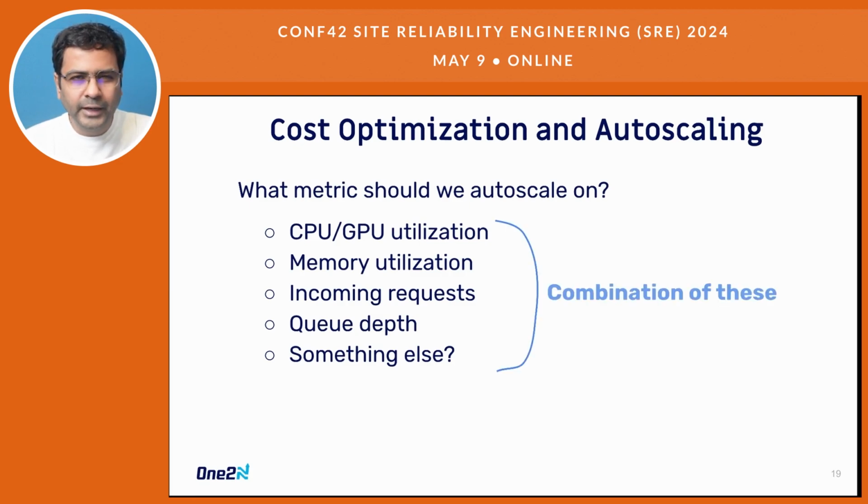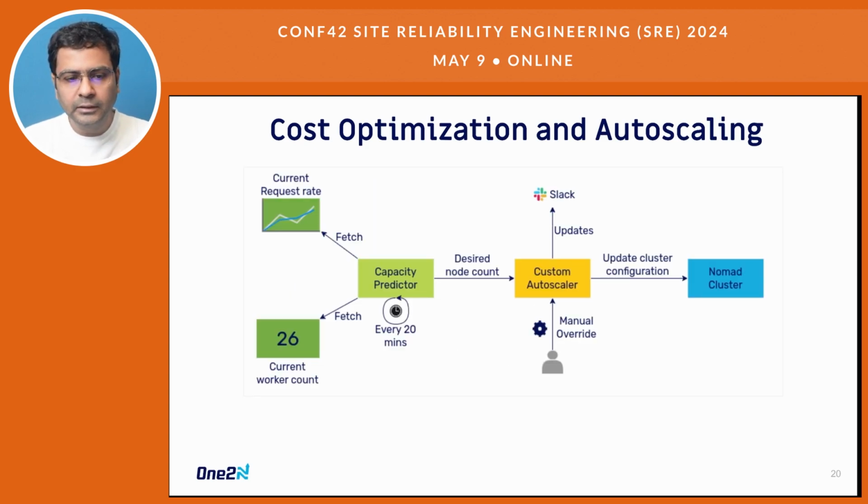Now, we used a combination of some of these components. So I'll talk about how we went about it. This is our autoscaler and how it works. On the top left, you have the current request rate. This is the graph of the number of requests we are getting over the last 20 or 30-minute interval. We would have a capacity predictor component which would run every 20 minutes, fetch this request rate, and also get the current node count, or current worker count. Imagine we are running these GPUs on workers. What's the current number of workers that we have?